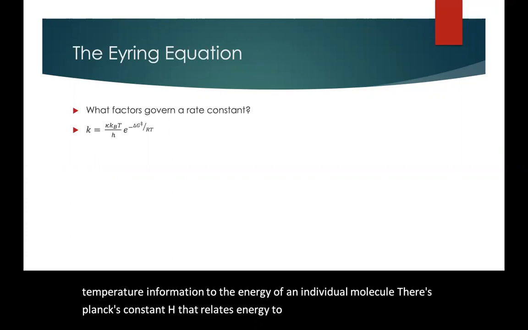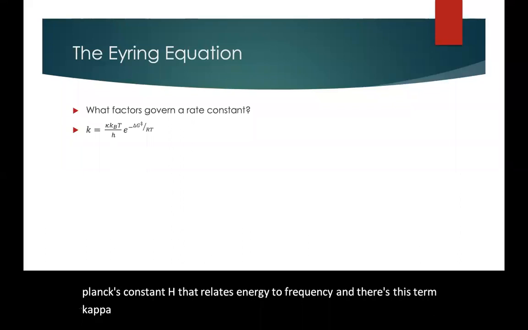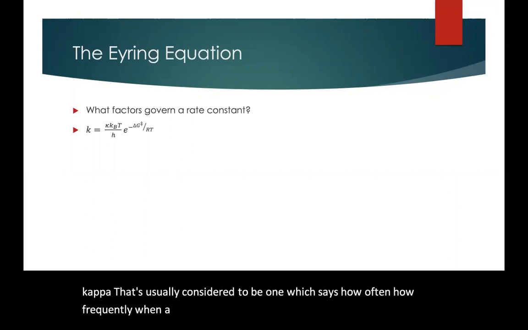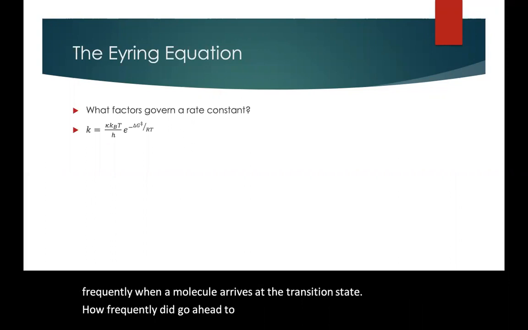And there's this term kappa that's usually considered to be 1, which says how frequently, when a molecule arrives at the transition state, does it go ahead to products? And we usually assume it happens all the time.